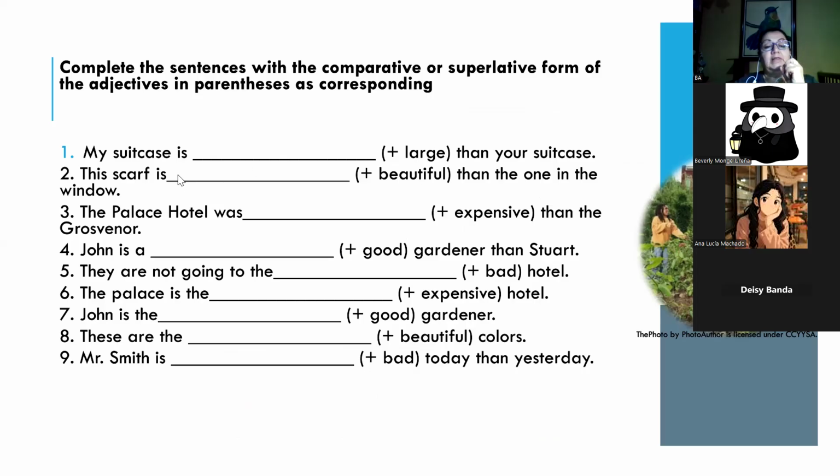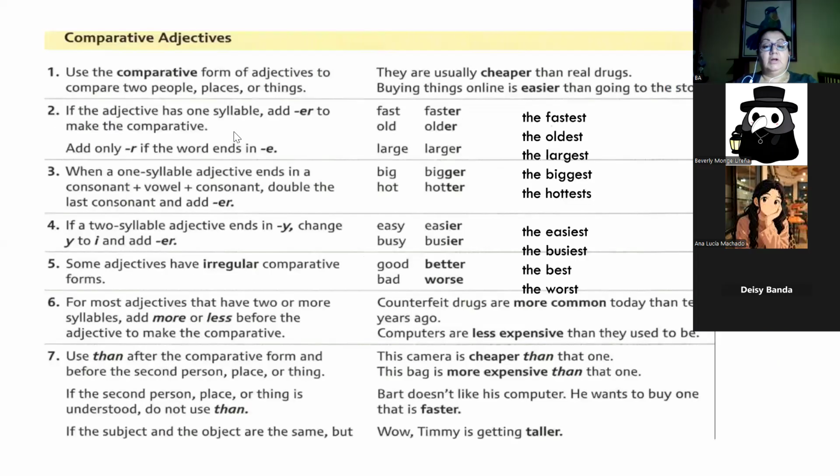Number two, this scarf is ___ beautiful than the one in the window. So this scarf is more beautiful. More, not most. More. Cuando comparamos, okay, vamos de nuevo hacia atrás. Cuando comparamos dos cosas, usamos esta fórmula. Si la palabra es larga, usamos more o less, ¿verdad?